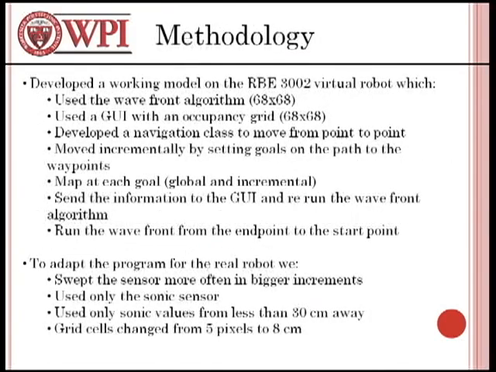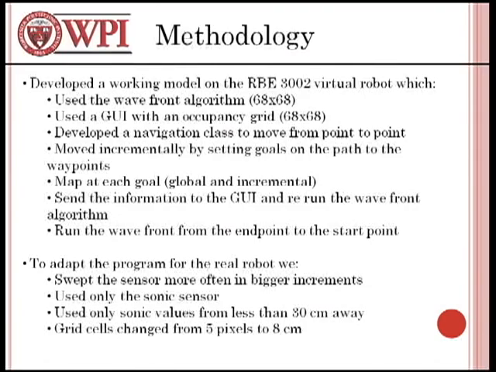Our approach to the problem involved using the wavefront or wildfire algorithm, and we used a 68 by 68 virtual grid. And for the GUI, we used an occupancy grid, which was also 68 by 68. We developed a navigation class to move from point to point, which kept track of the heading as a global variable and then would increase the X or Y depending on where the robot was trying to move to. We moved incrementally by setting goals in the path to the waypoint.